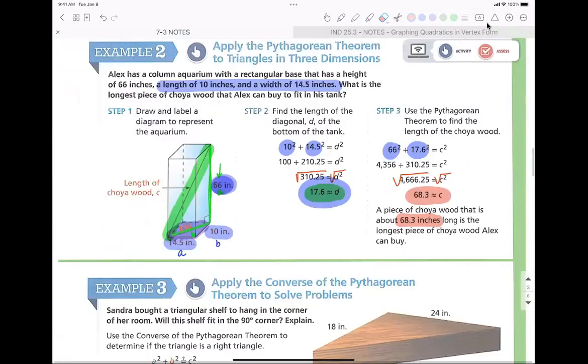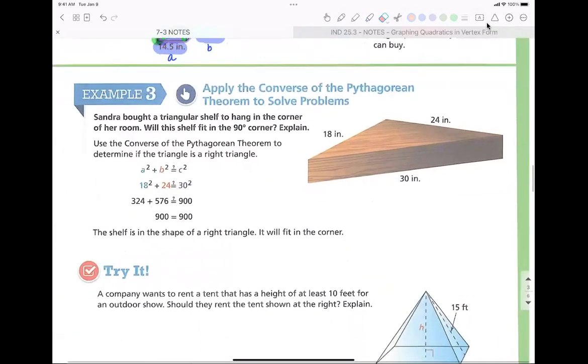All right. The next example says, apply the converse of the Pythagorean theorem. Remember, that's just the fancy math way of saying if a squared plus b squared does equal c squared, then yes, it's a right angle or a right triangle. So that's all that converse means.